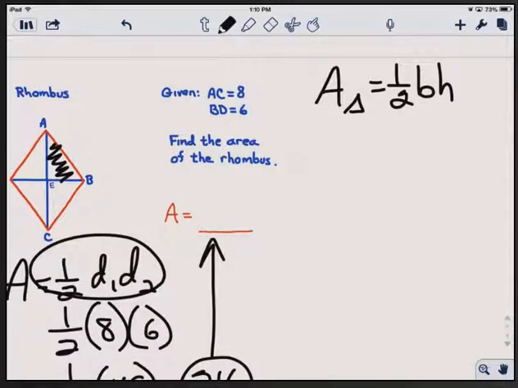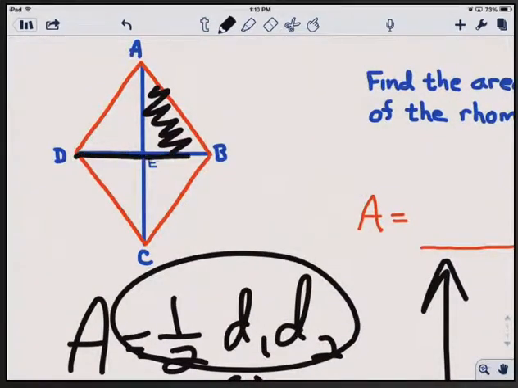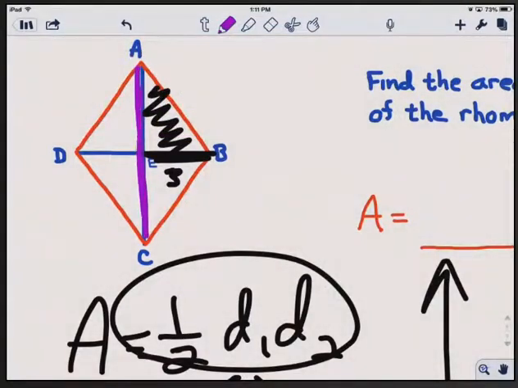Because it's a right triangle, one leg is going to be the base, the other leg is going to be the height. So if BD is equal to 6, if that entire segment is 6, then BE has to be half of that, which is 3. Likewise, if segment AC is equal to 8, then 1/2 of that segment, or segment AE, is equal to 4.